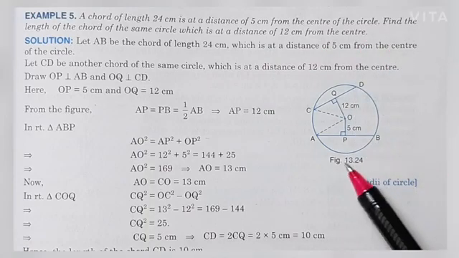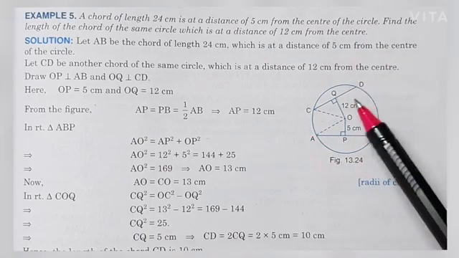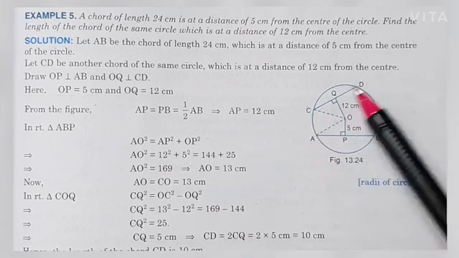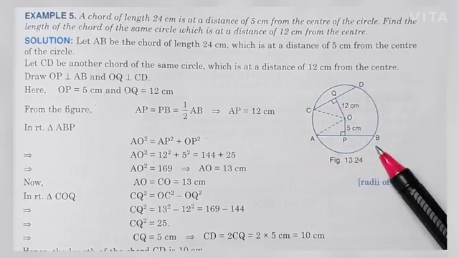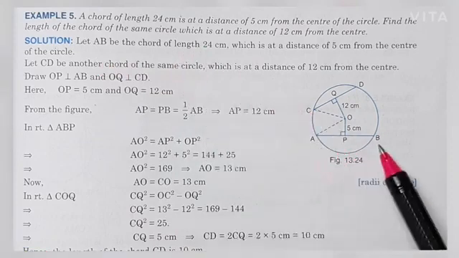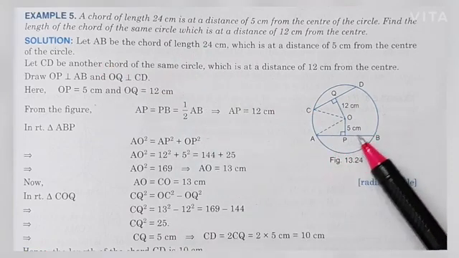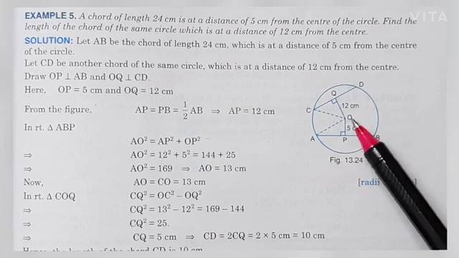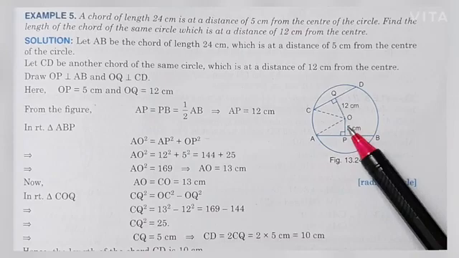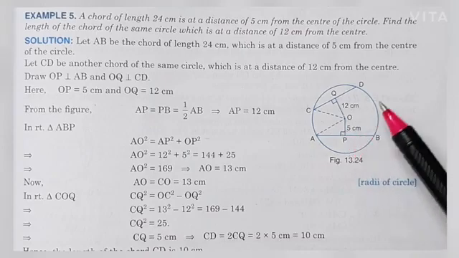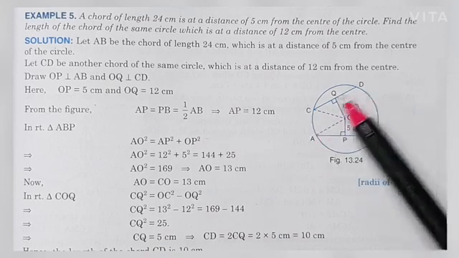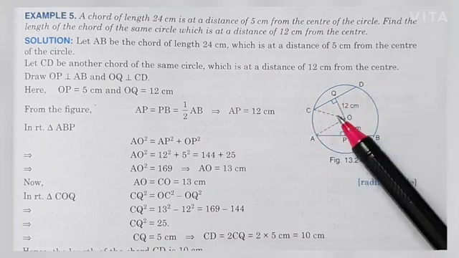Now let us draw a diagram. Now you can see in the circle AB and CD are the two chords. Clear? Where AB is 24 centimeter and the distance from the center to AB is 5 centimeter, that is the perpendicular distance, and the distance from the center to another chord, that is CD, is 12 centimeter.